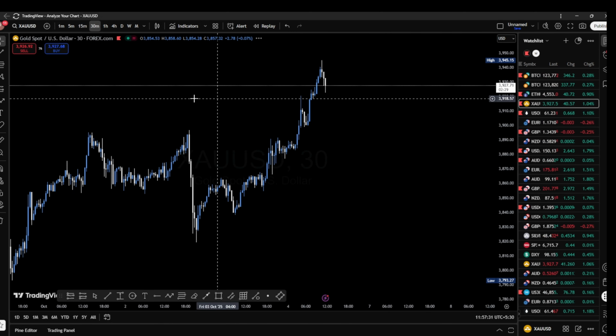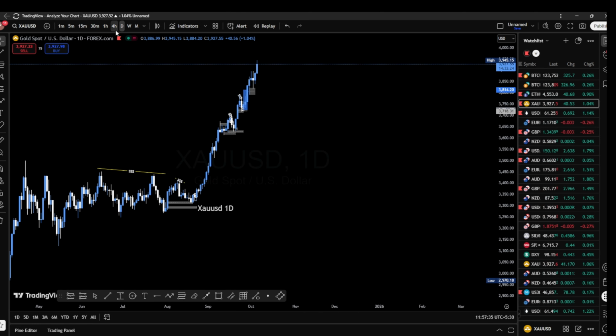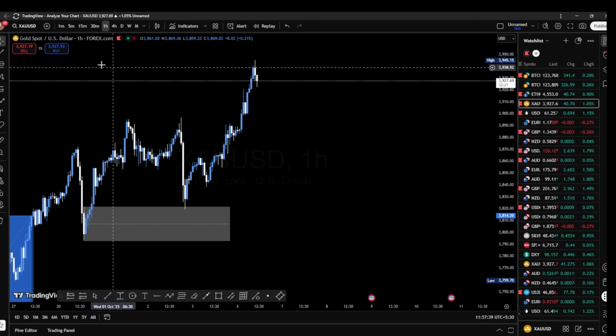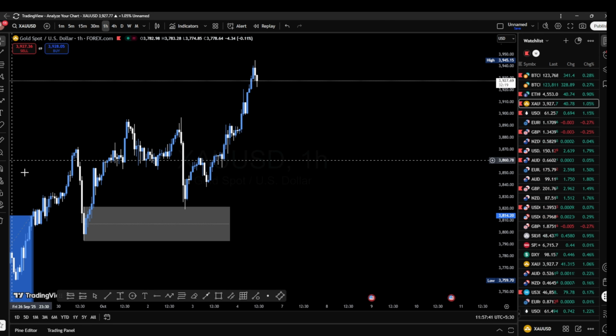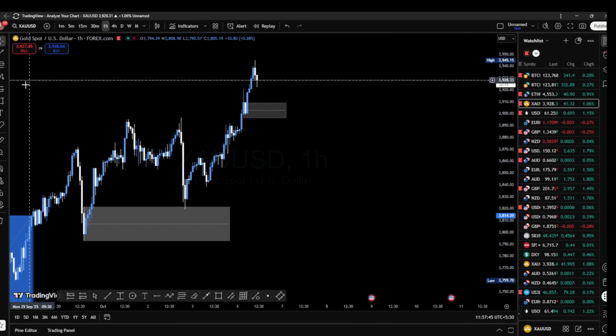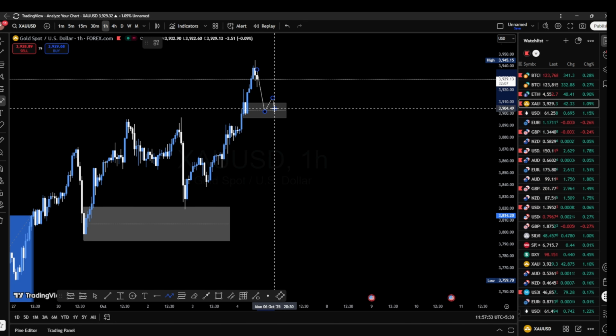So let's talk about what's going on in gold. Gold is also creating new highs. In 4 hour and in 1 hour we can see these are some demand zones where the market can come. If the market comes like this, I don't prefer this kind of setup that much because lots of liquidity is on the downside also.